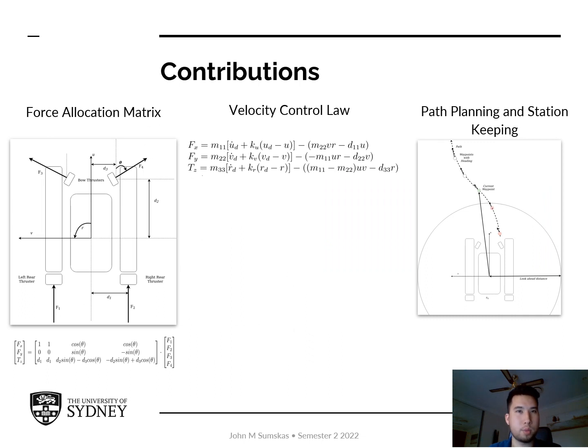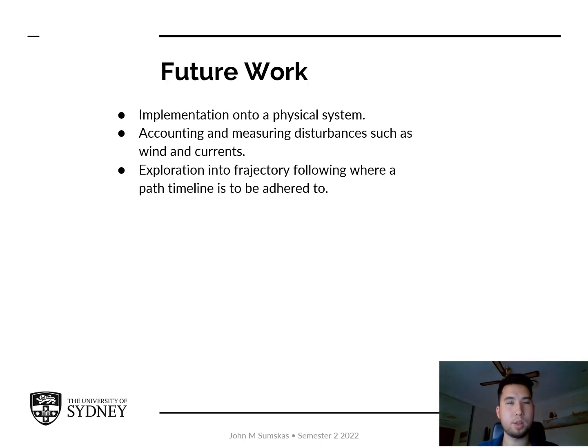This thesis contributes the following: an implementation of a force allocation matrix, a holonomic velocity control law for a USV, and a path following and station keeping solution. This work can be extended and paves way for future research, some of which could include implementation onto a physical system, accounting and measuring disturbances such as winds and currents, and an exploration into trajectory following, where a path timeline is adhered to.